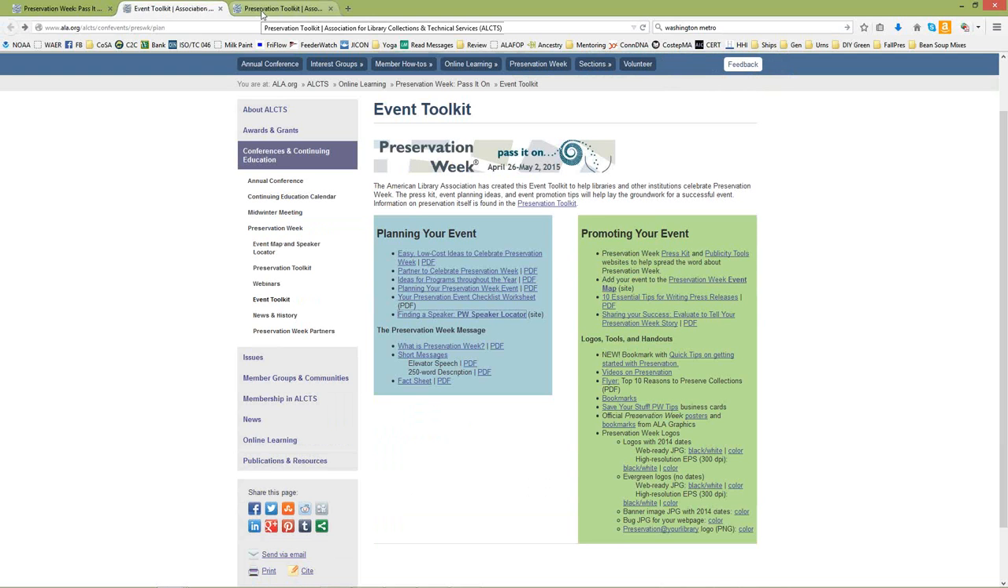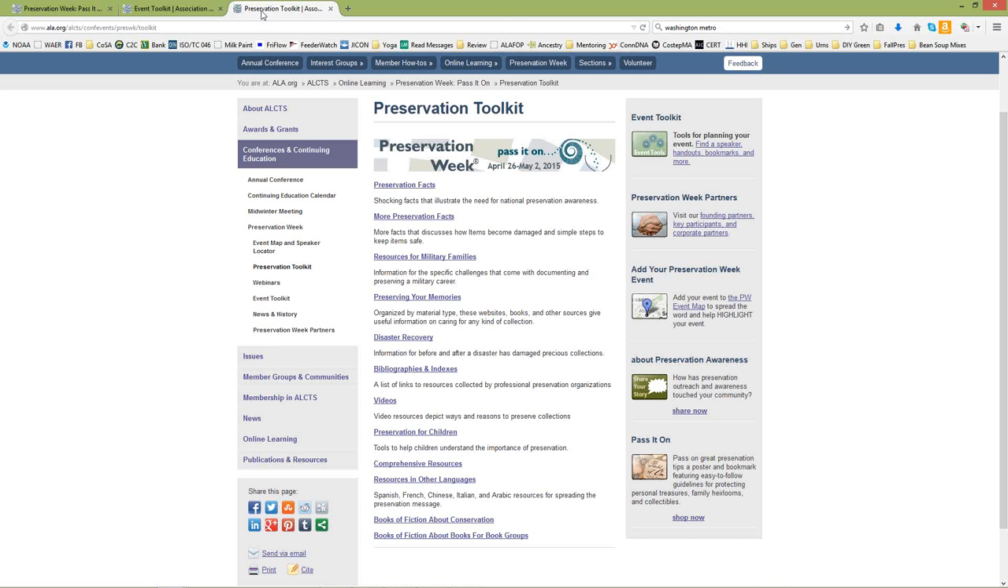If getting started is even more difficult because you're not quite sure yourself what preservation is, we have a preservation toolkit which has a lot of preservation facts and a lot of resources for institutions that probably don't have a preservation person on staff. And so this is going to give you the opportunity to get some of that information to be better informed to begin with.